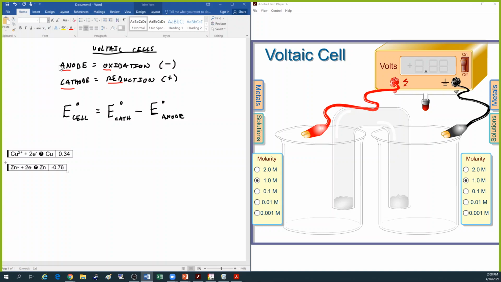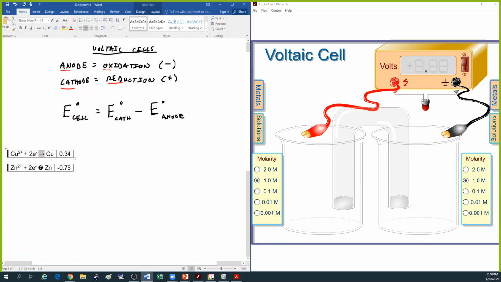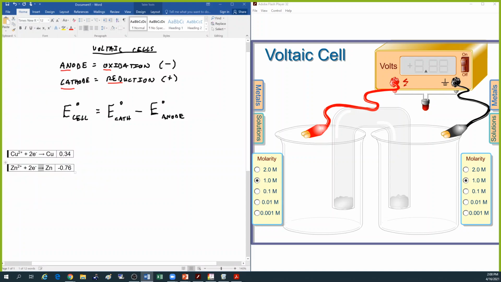So remember, we said that these tables are always written in the form of reduction potentials. And so we know that in these reactions, they're not both going to be reduction. One's going to be oxidation. So one of these reactions is written backwards.